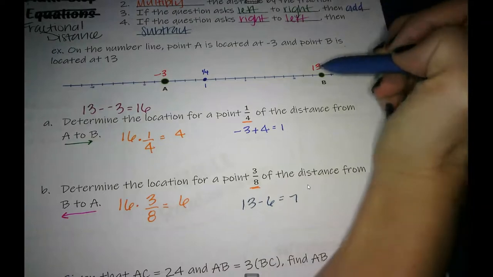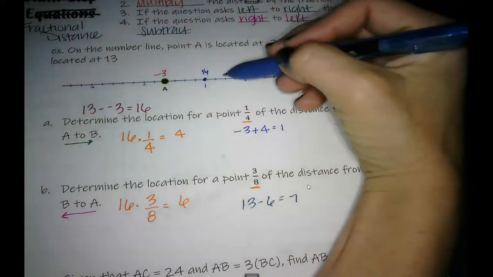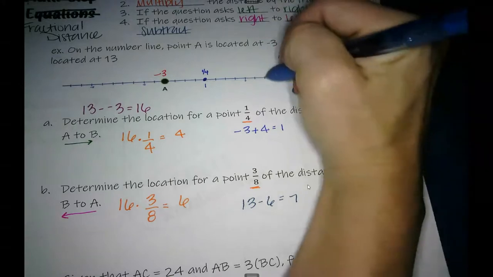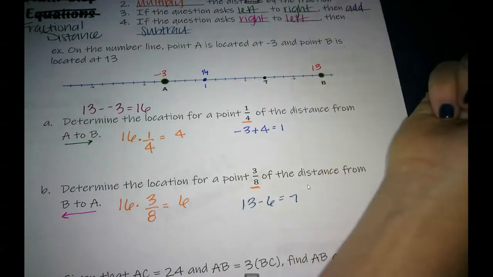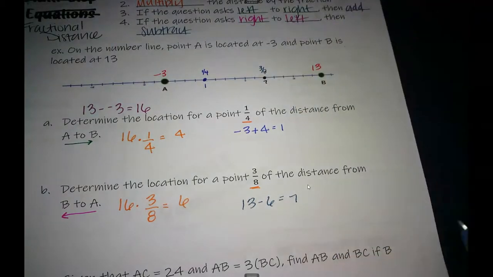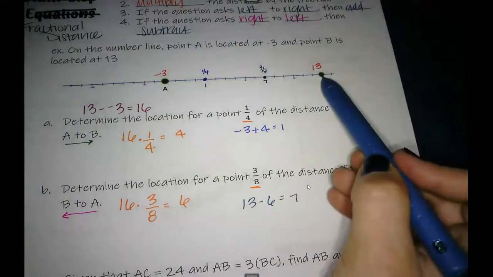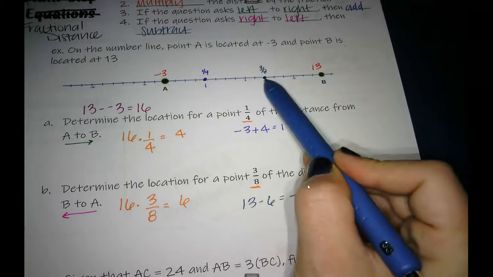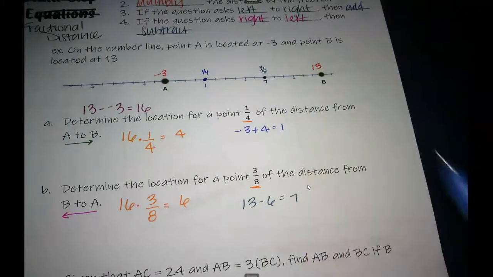So wherever 7 is, 1, 2, 3, 4, 5, 6, 7. Right here, this is where 7 is. That's where 3/8 from B is. Again, I could have went from B and counted 6. I still would have landed here. This is where that point is. Let me know if that's not confusing.